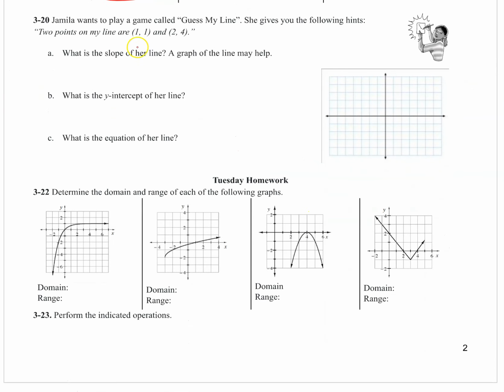3-20. Jamila wants to play a game called Guess My Line. She gives you the following hints. 2 points on my line are (1, 1) and (2, 4). Let's graph those. What's the slope? A graph might help. Well, to get the slope, you could just draw the slope triangles on a graph. You could also use this formula.